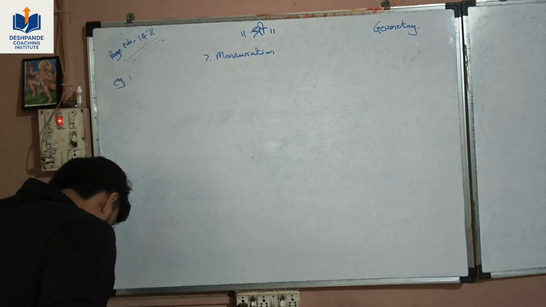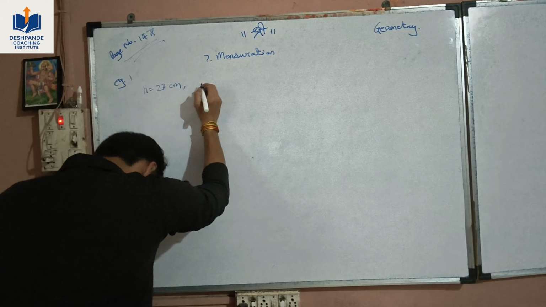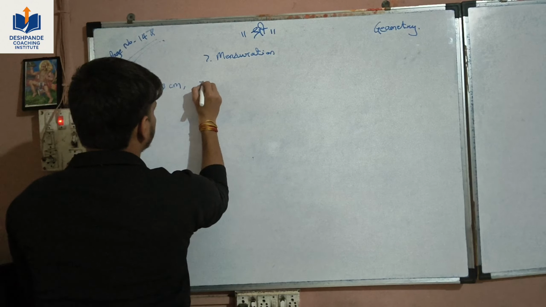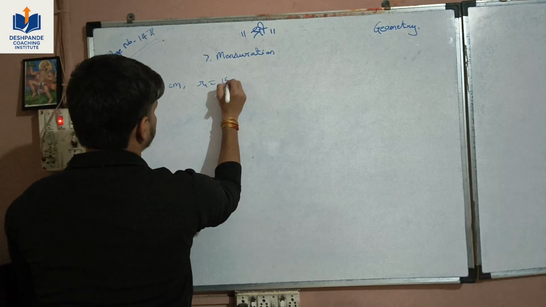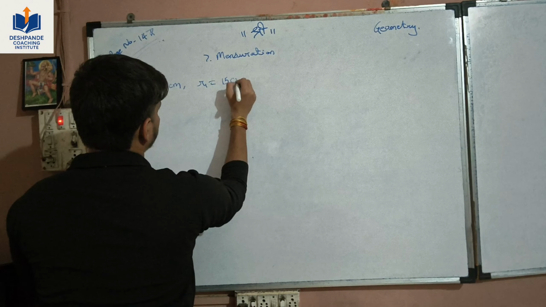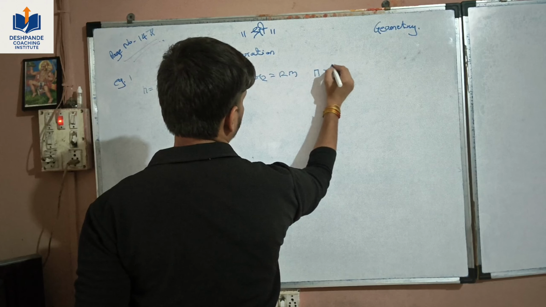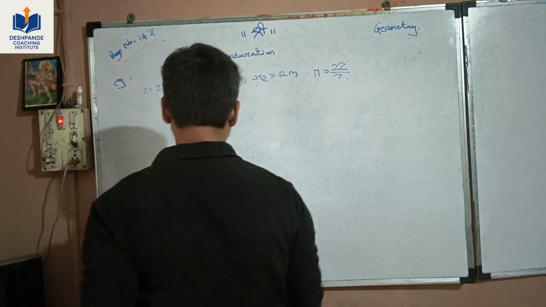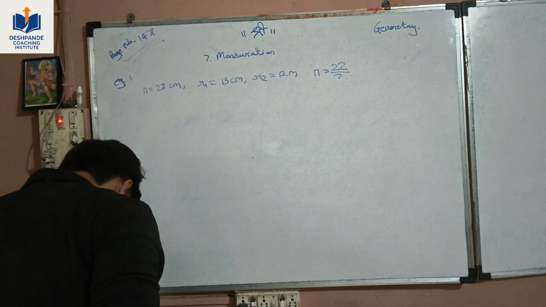So what is given in the question? I will write it shortly. The height is equal to 28 centimeter, radius 1 is equal to 15 centimeter, and radius 2 is equal to 12 centimeter, and the value for pi is 22/7. So we will directly solve the solution.